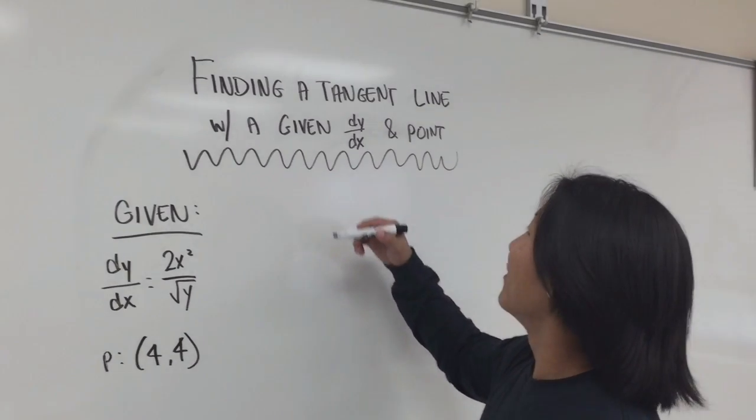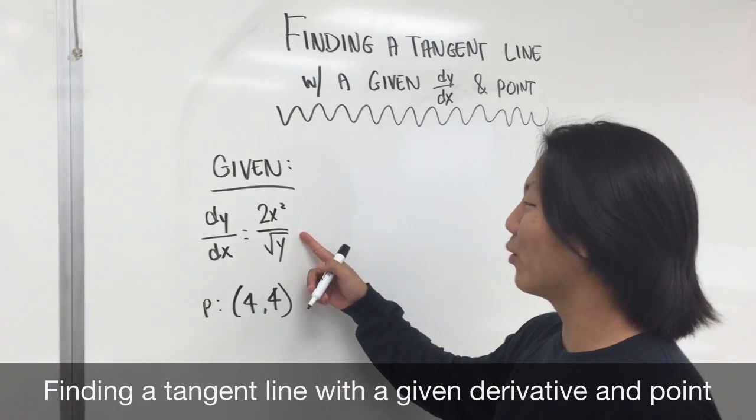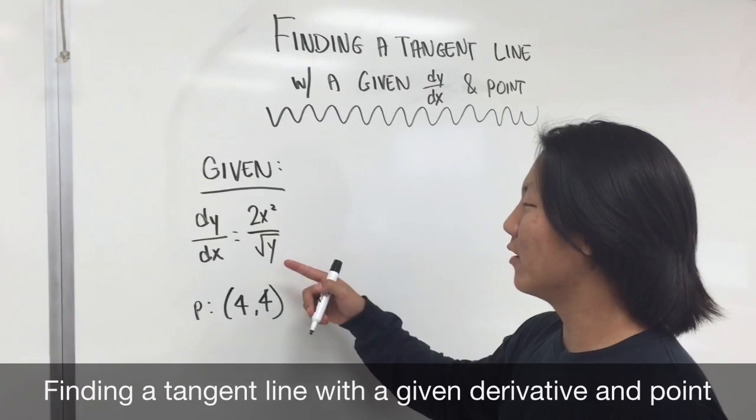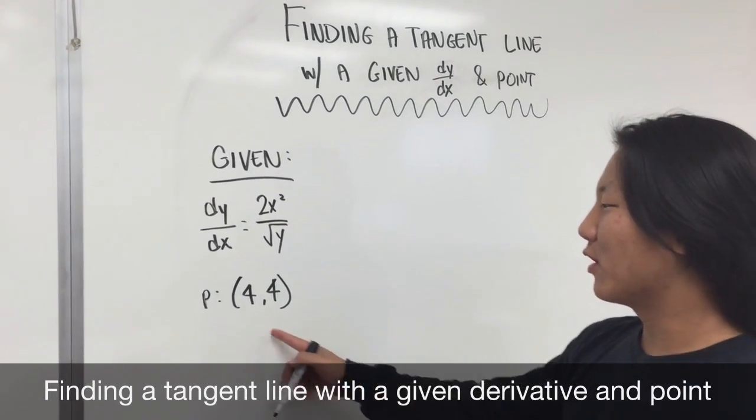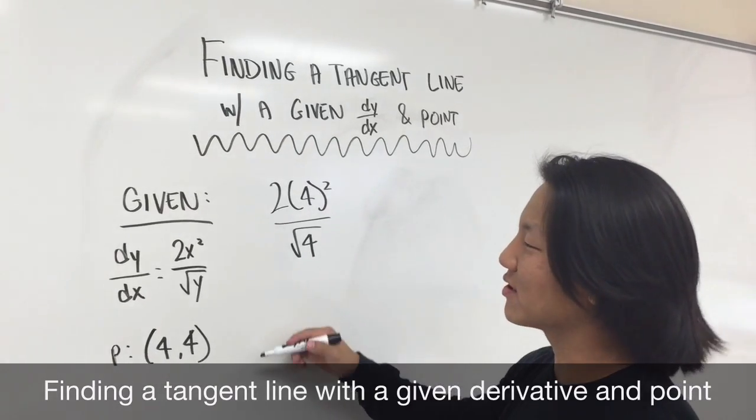In this example, we're finding a tangent line with a given derivative and a point. The given derivative here is 2x squared over the square root of y, and the point given is (4, 4). To find a tangent line, we need a point and a slope.